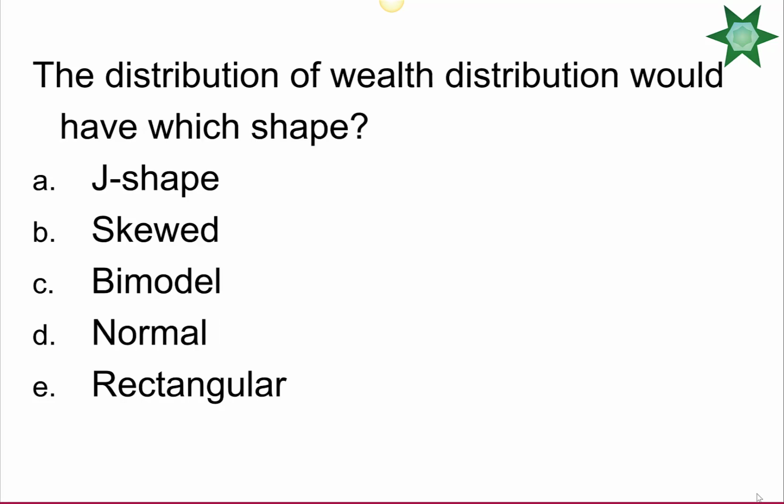The wealth distribution would have one kind of a shape. When we think of wealth distribution, we think that there's a small number of people who make a lot of money, and then most of the other people don't make as much money. So this probably has a J shape.